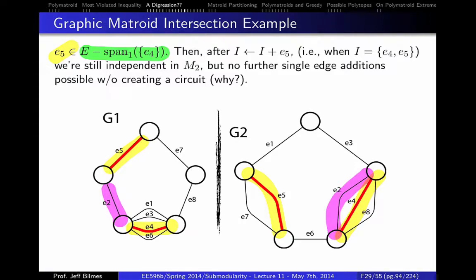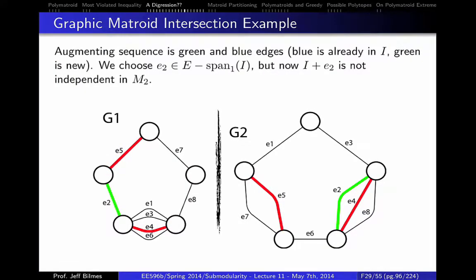So that's basically all cases, because those are the only edges on the left that don't create a cycle. And so we've tried the only remaining edges on the left that don't create a cycle, and in all 3 cases, they've created a cycle on the right-hand side. So therefore, there's no additional single edge addition, just exactly like what we saw in the bipartite graph case. So there's no longer a single element addition that is independent in both matroids.